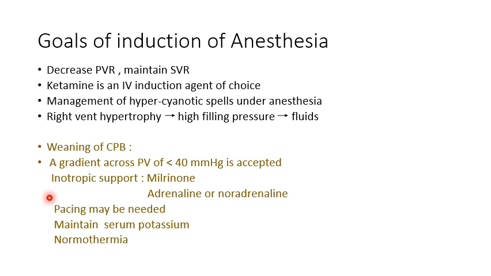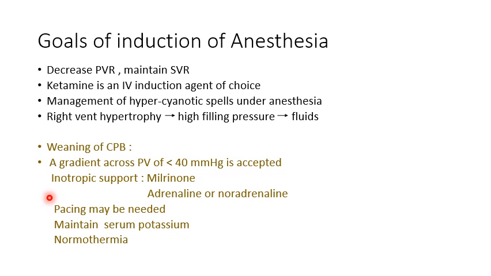Management of hypercyanotic spells, as previously discussed, under anesthesia includes high FiO2, fluid administration, deepening of the anesthesia by fentanyl, and propranolol to decrease the infundibular spasm. Right ventricular hypertrophy will cause a high filling pressure, which means that more fluids may be needed. After the repair, a gradient across the pulmonary valve of less than 40 mmHg is accepted.